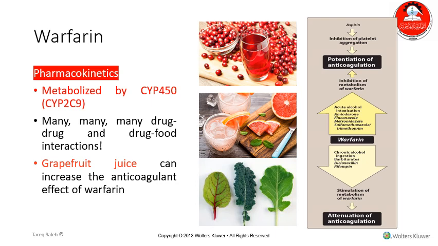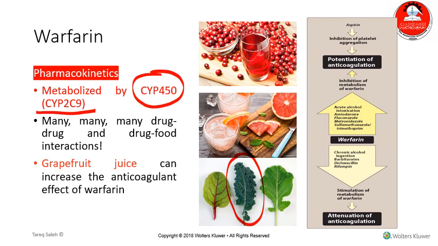Warfarin is inactivated in the liver by being metabolized by the CYP450 system, especially the enzyme CYP2C9. This means that warfarin is subjected to many drug interactions as well as food-drug interactions. For example, grapefruit juice or grapefruit cranberry juice, other green leaf vegetables such as kale, for example. These food products can inhibit CYP2C9.